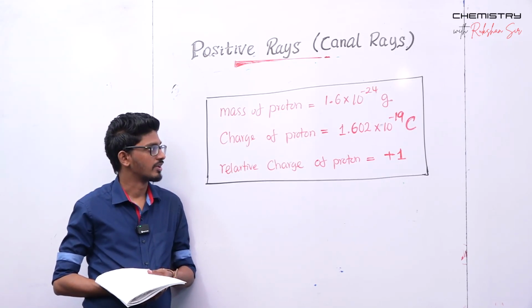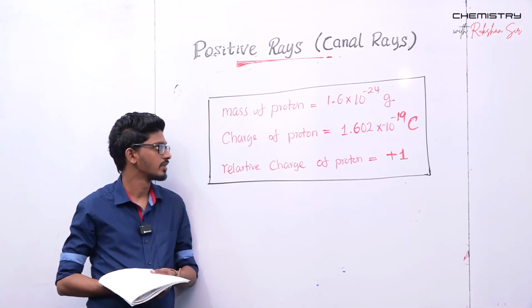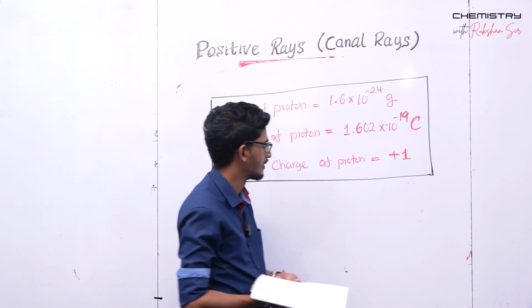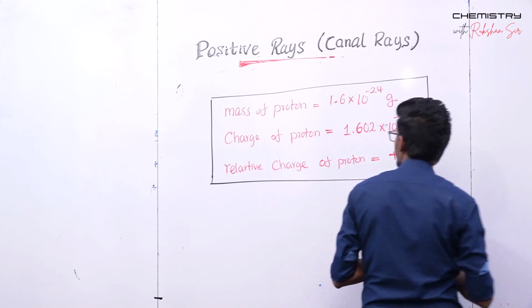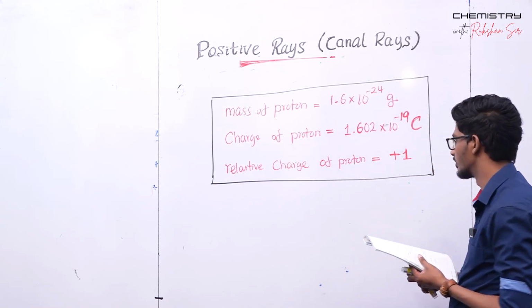So the mass of proton is 1.6 into 10 to the minus 24 grams. The charge of proton is 1.602 into 10 to the minus 19. And the relative charge of proton is plus 1.